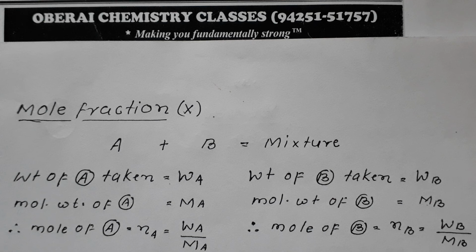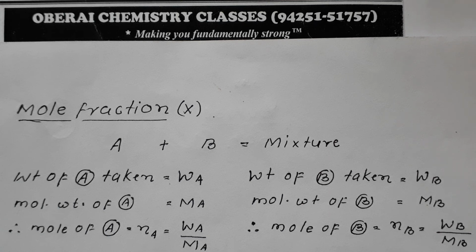Now we are calculating the moles. The mole of A is represented by Na, which is the weight of A upon its molecular weight. Similarly, the mole of B is Nb, the weight of B upon its molecular weight. So the weight of A taken is Wa, that of B is Wb; the molecular weight of A is Ma, that of B is Mb.